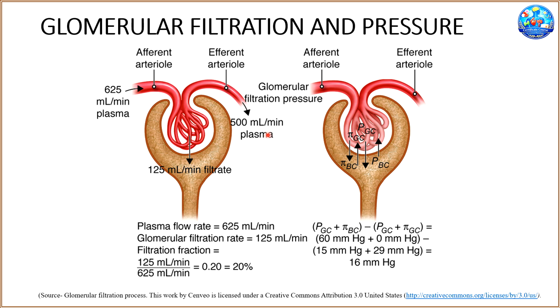So the filtration fraction is 20%. 125 ml filtrate is formed out of the 625 ml which has reached. So 125 by 625 is 0.2 and the percentage is 20%. The rest of it is going into the circulation.